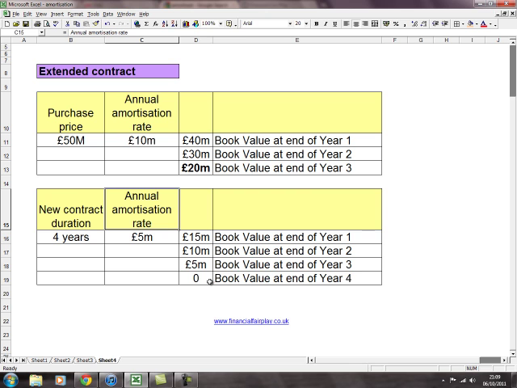The final thing I should add is that if a player is sold part way through the year, the club has to account for that in parts. They'll write off half of the due amortised rate for that year.